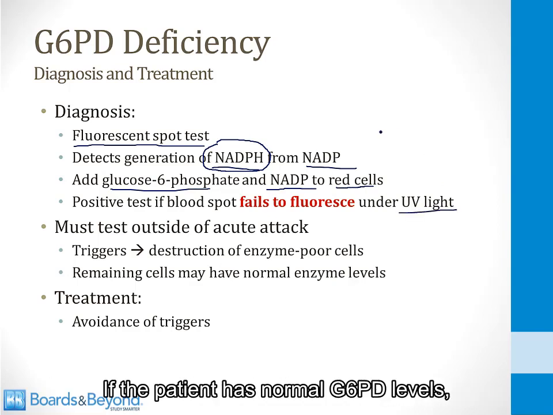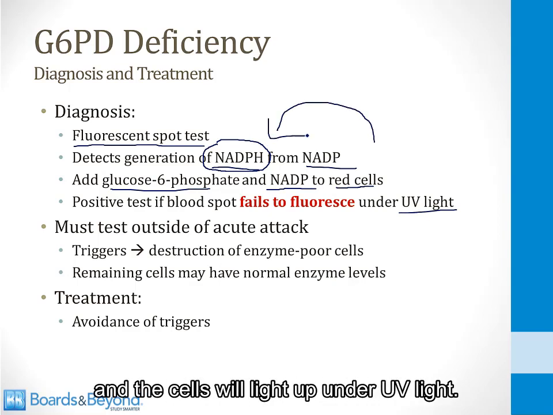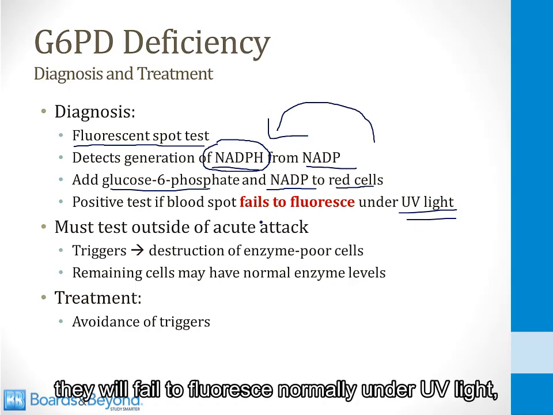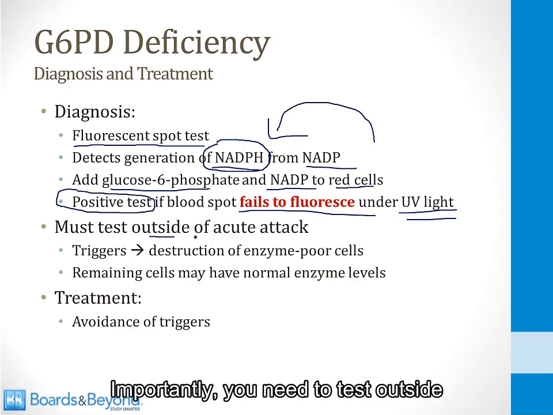If the patient has normal G6PD levels, they will generate lots of NADPH and the cells will light up under UV light. However, if they're deficient in the enzyme, they will fail to fluoresce normally under UV light. That's a positive test, meaning that the patient likely has the condition. Importantly, you need to test outside of an acute attack.